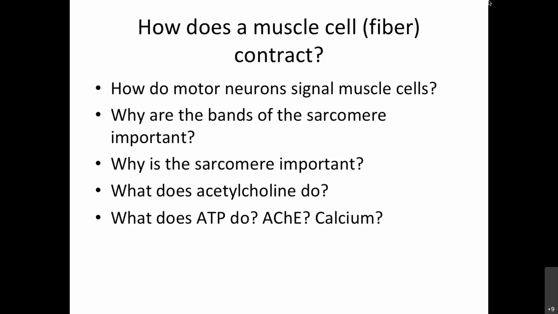How do motor neurons signal cells? Why are the bands of the sarcomere important? Why is the sarcomere important? What does acetylcholine do? What does ATP do? What does acetylcholinesterase do? What does calcium do? So I'm going to walk through all of this under the general heading of muscle contraction.